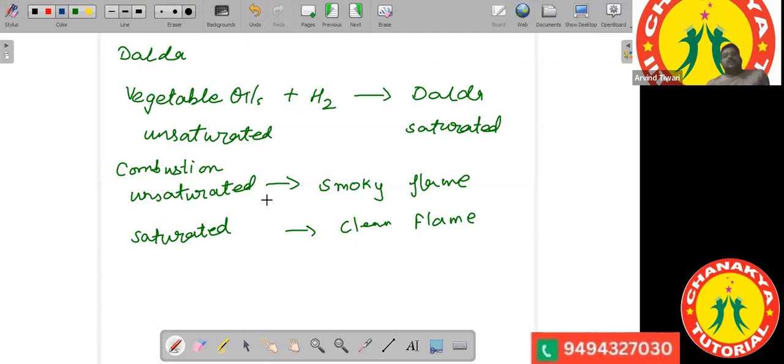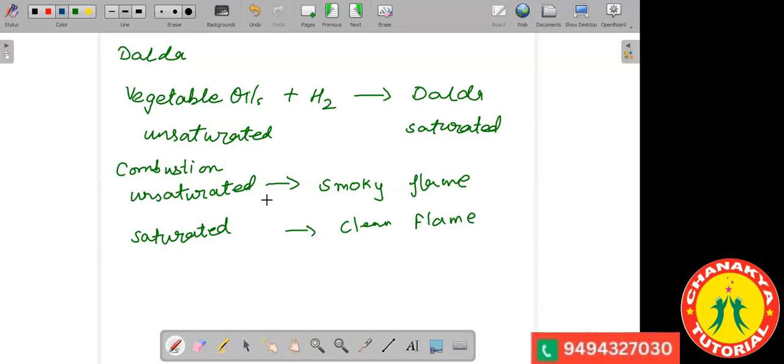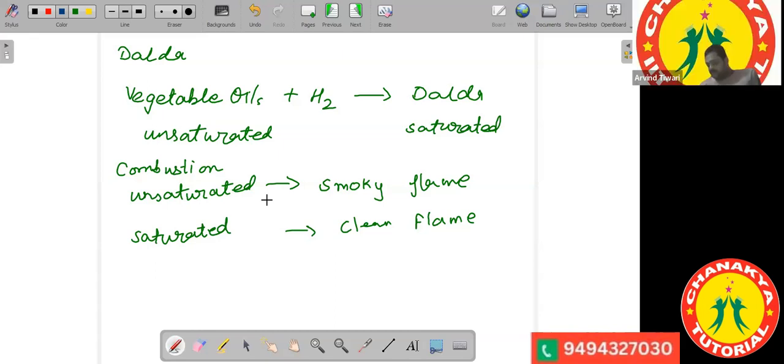So vegetable oils, are they saturated or unsaturated? Unsaturated. And dalda ghee? Saturated. Okay. Dalda ghee has another name. I'm giving you another name for this dalda. It is also called vanaspati ghee. Vanaspati means plants, so that means ghee of plants. That is vanaspati ghee.